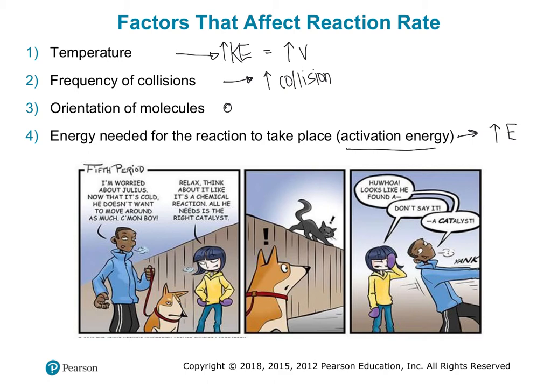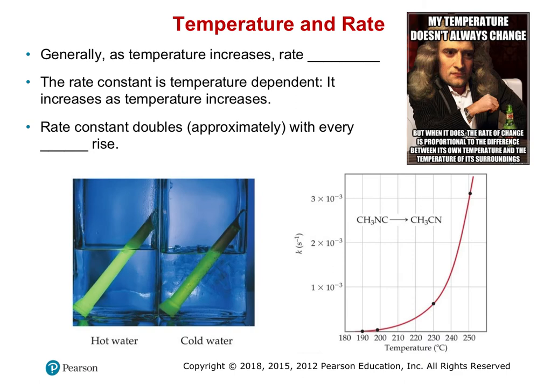So if we have something like AB reacting with C to form A plus BC, we need C to hit into this side of the molecule. If C hits into A, then this reaction won't happen. So the orientation of the molecules also matters. So let's talk about what in the rate law changes with temperature.